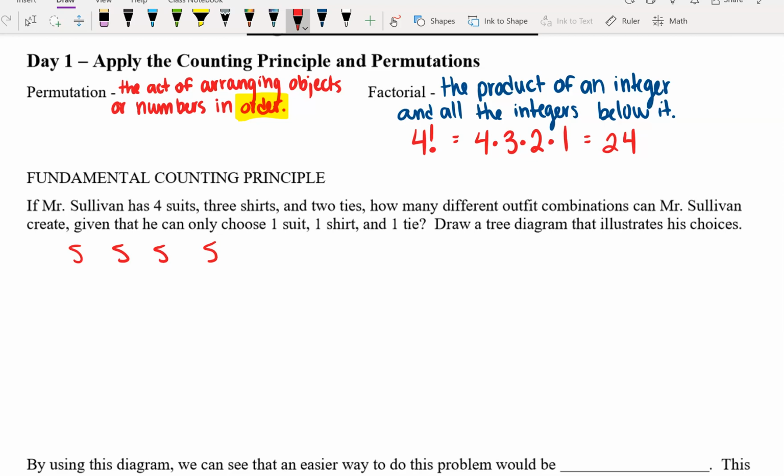So let's say he wore the first suit. He has the option to choose between the 3 different blouses that go with that suit. Same thing if he chooses the second suit. He has 3 different shirts he could wear with that one. Same with the third suit. And same with the 4th suit.